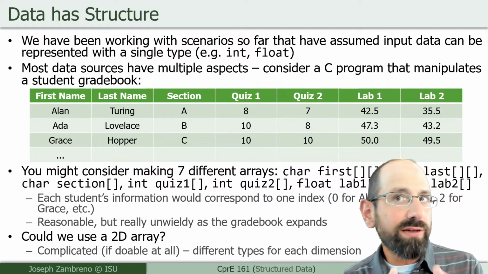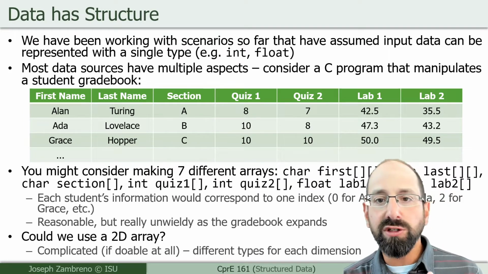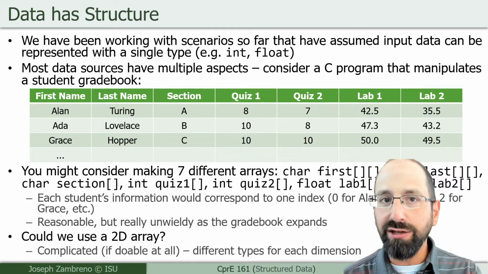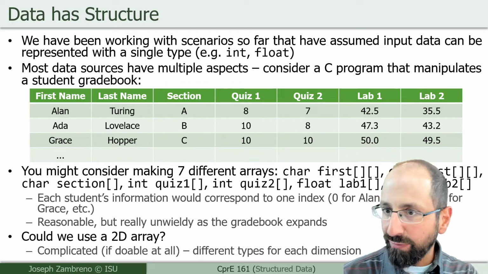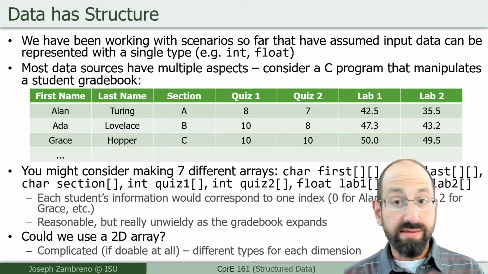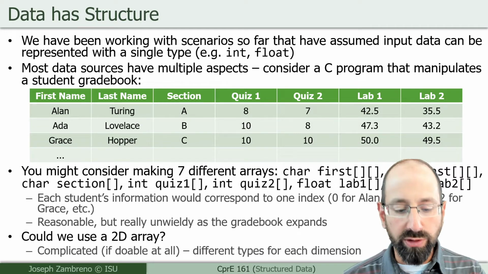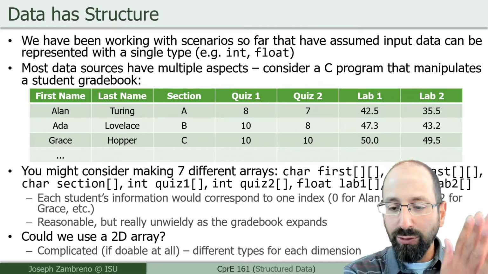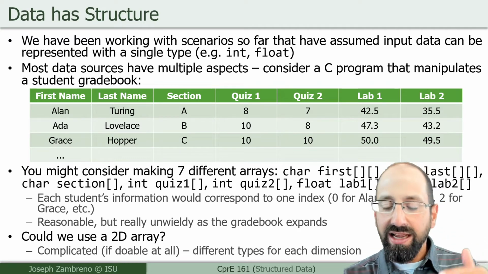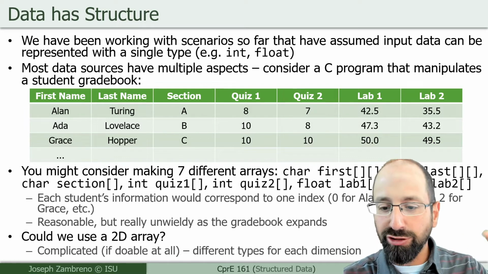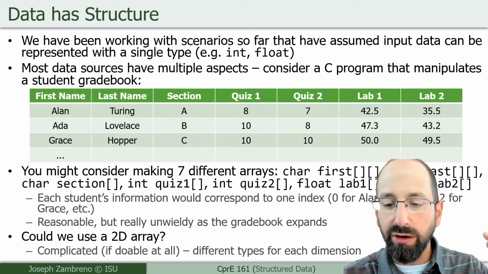So each student's information in that implementation would correspond to one index, right? Alan, the first student, would be index 0, and he'd be index 0 in each of those individual arrays. Ada would be index 1 in each of those individual arrays. That does work. There's nothing wrong with that approach, but I think it's pretty unwieldy as the gradebook expands, right? As you add more columns to your data, the unwieldiness of your program increases pretty quickly in terms of naming variables, keeping track of our variables.